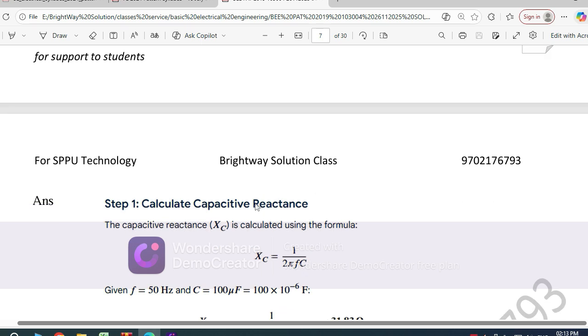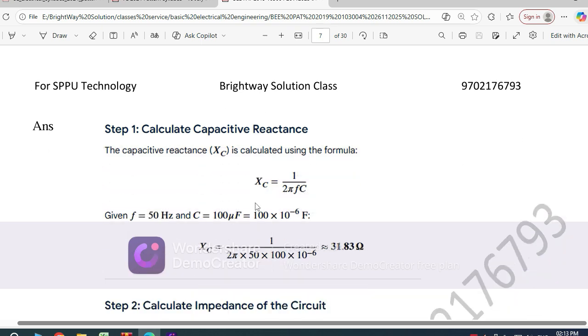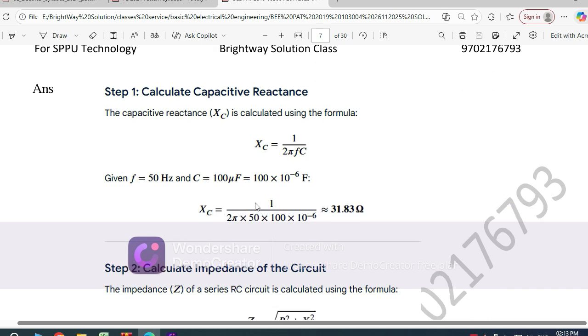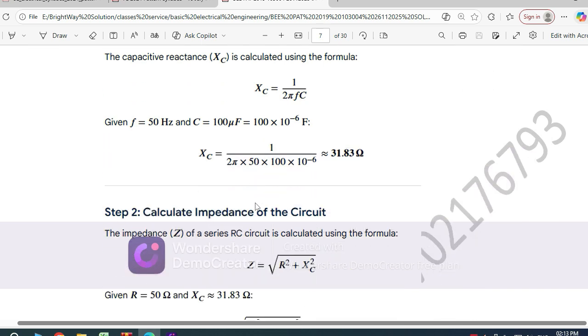So these are the things; I think 7 things are there, but each is considered as one mark, with 1 mark for units. Normally, this is XC. The formula is XC equal to 1 upon 2 pi fC. So here, we get the value of 31.83 ohm as the capacitive reactance.